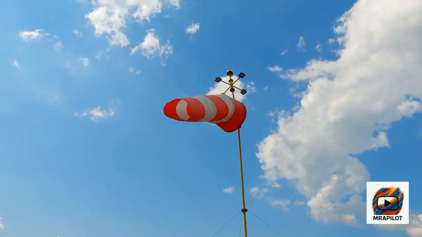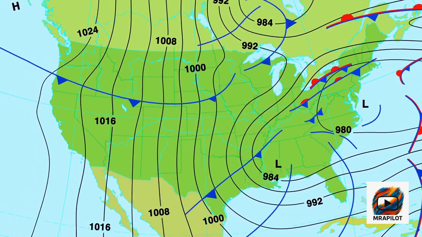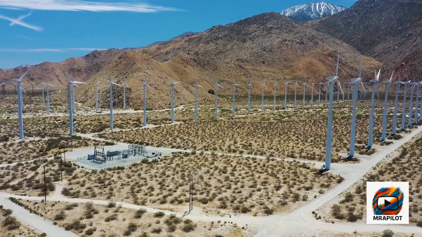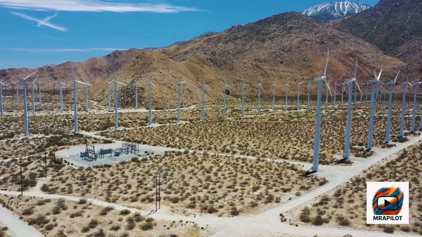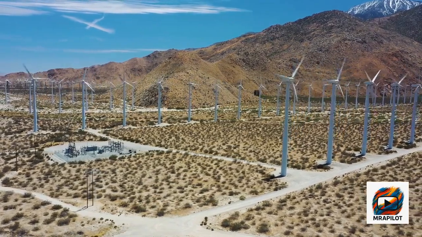Winds are also driven by pressure. Air moves from high to low pressure, but the Earth's rotation deflects that flow. This creates rotating wind patterns: clockwise around highs in the northern hemisphere, and counterclockwise around lows.